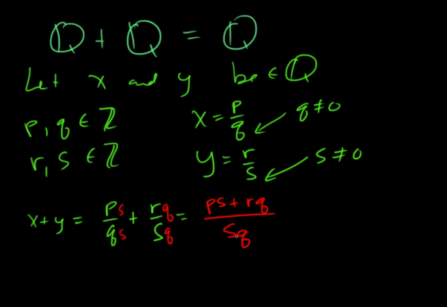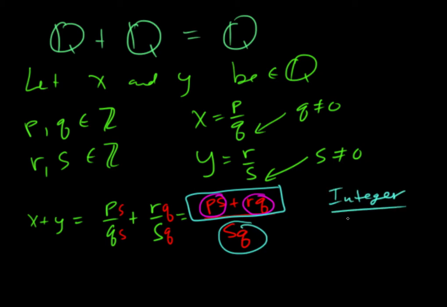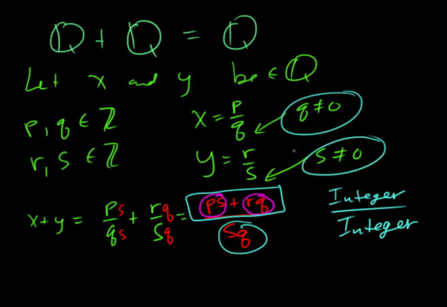And since these are all integers, we know that an integer times an integer is an integer. We also know that if we add integers together, we get an integer. And then this would also be an integer. So then we have an integer over an integer. And since s and q both were not 0, we know the bottom integer is not 0. And therefore, this is the definition of a rational number.